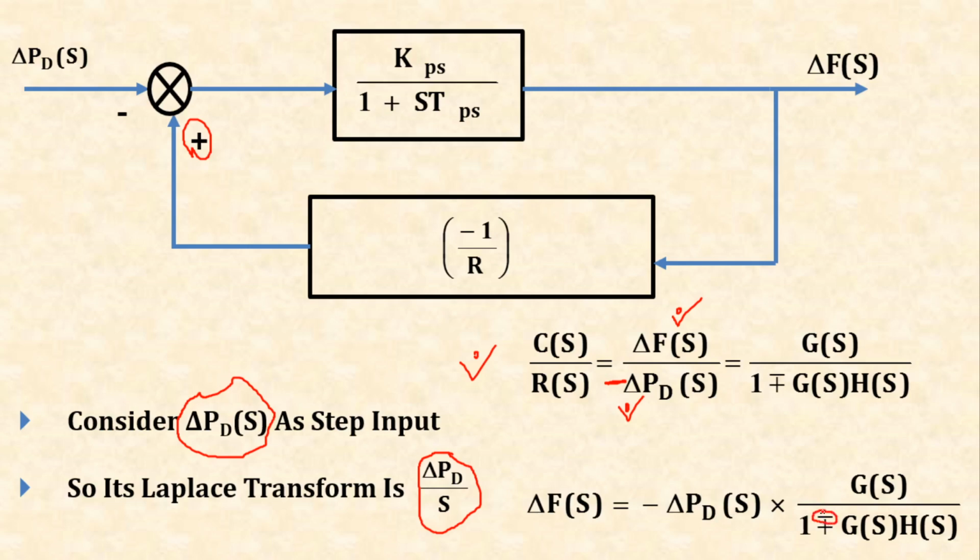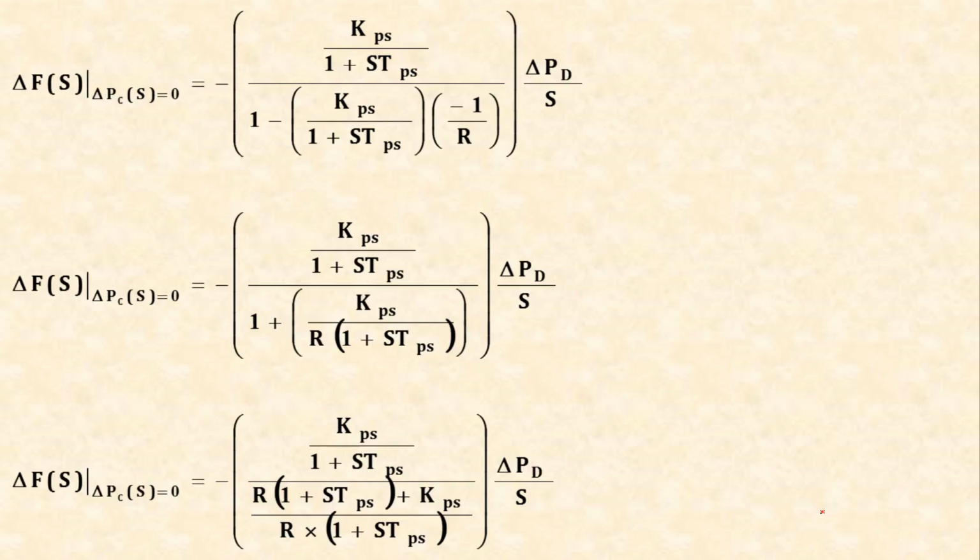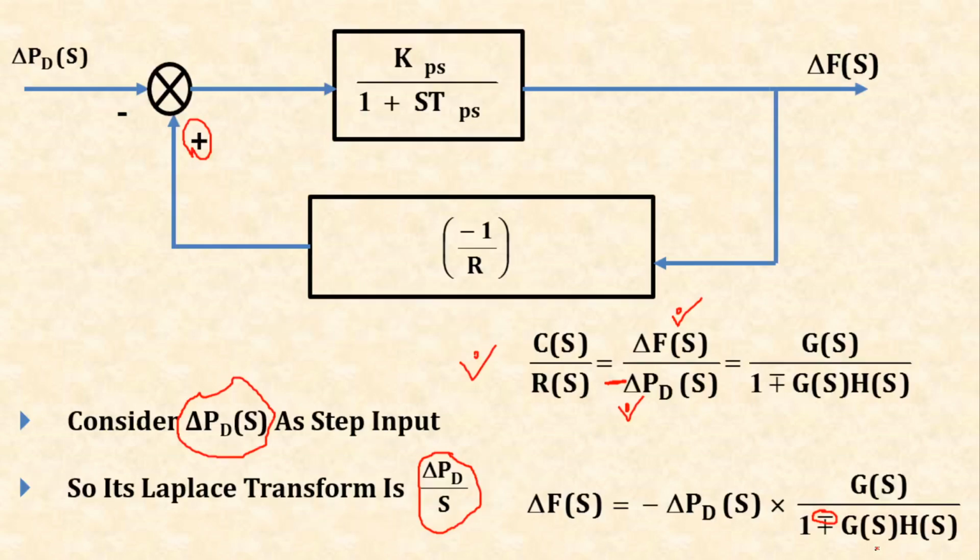So finally, delta F of S when delta PC of S is equal to 0, with the Laplace of delta PD of S equal to minus delta PD by S, and we have to put the value of G of S upon 1 minus G of S into H of S. So this is our G of S and this is our H of S.